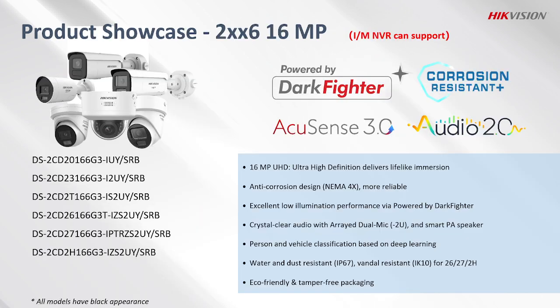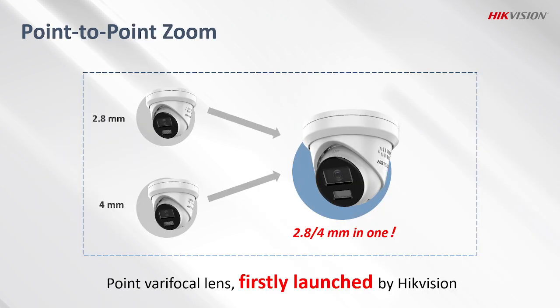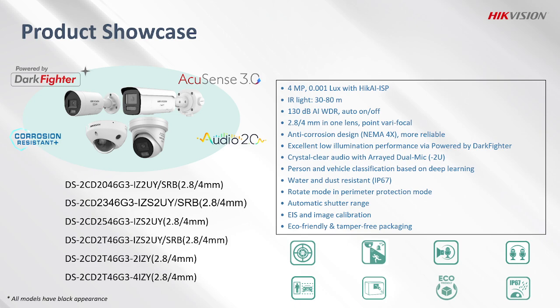Then in terms of the product focus, we have models appearing in bullet, we have dome, and then we have eyeball cameras in that case. Then point-to-point zoom. So we'll get a fixed lens, a point varifocal lens. So it's fast launched by HIKVISION. What is the idea? The camera would have two lenses, maybe a 2.8 and a 4mm lens. So with these two lenses, it's very easy to switch in between scenes and get more details between the different scenes.